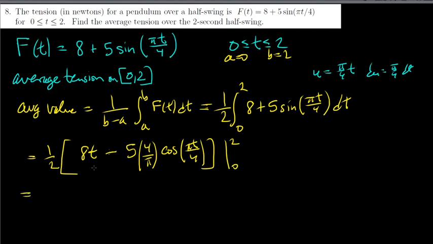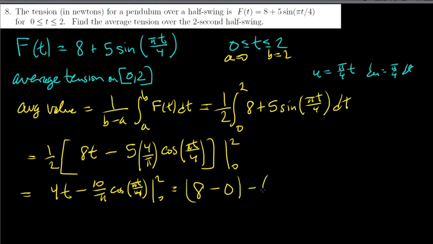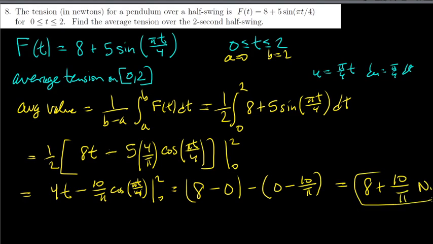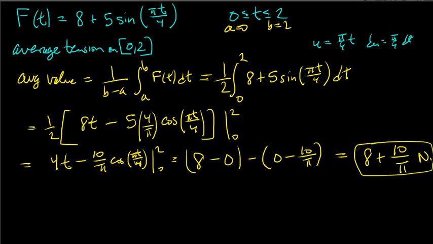So, oh boy, should we distribute the 1/2? So this is 4t minus 10 over pi times the cosine of pi t over 4. So when you plug in 2, you get 8 minus the cosine of 2 pi over 4, cosine of pi over 2 is 0, right? And then when you plug in 0, you get 0 minus 10 over pi, and then cosine of 0 is 1. So I think you just get 8 plus 10 over pi. And this will be in newtons, and that should do it.